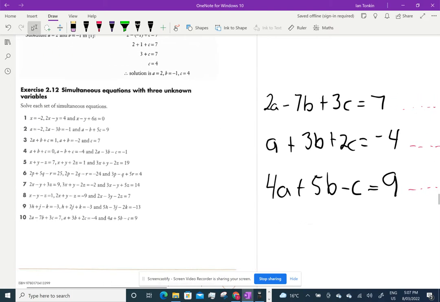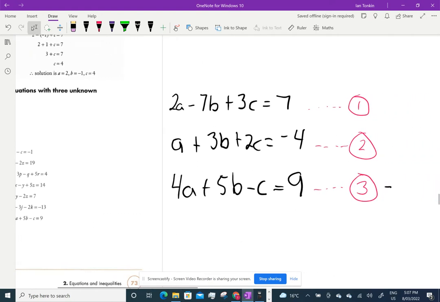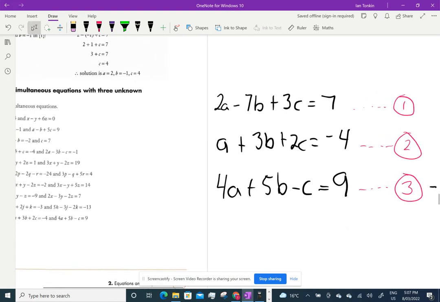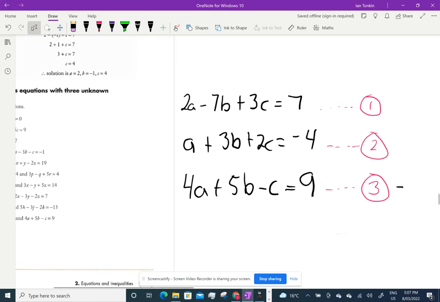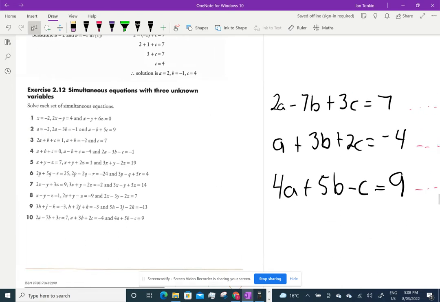So question 10. We started this off. I want to make sure you finished it. We have three equations. 2a minus 7b plus 3c equals 7. a plus 3b plus 2c equals -4. And 4a plus 5b minus c equals 9. Double check those to make sure that they're right.